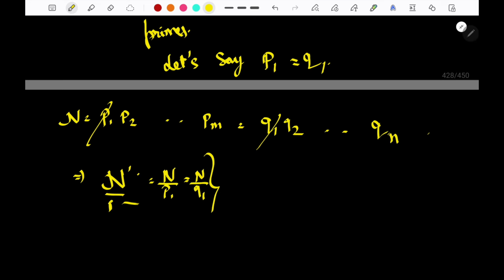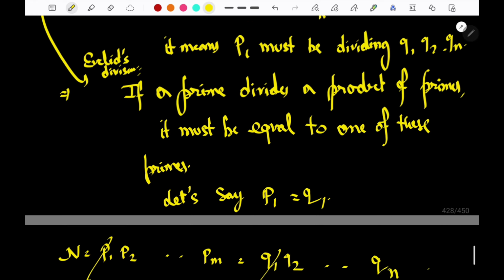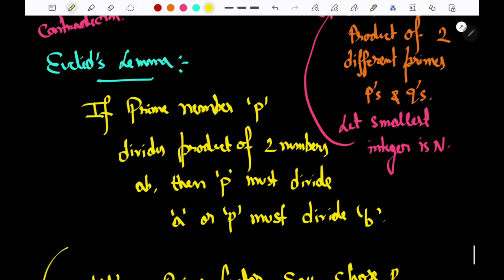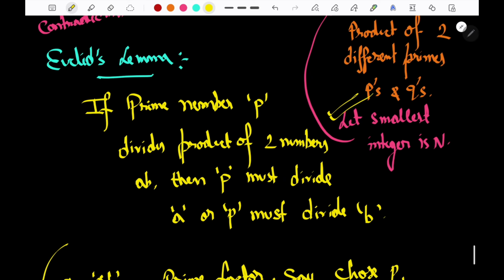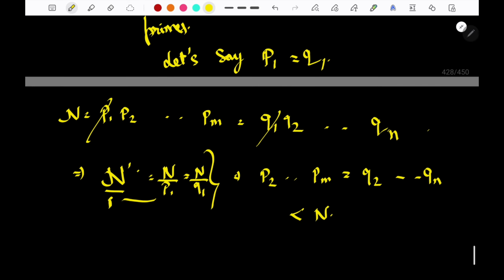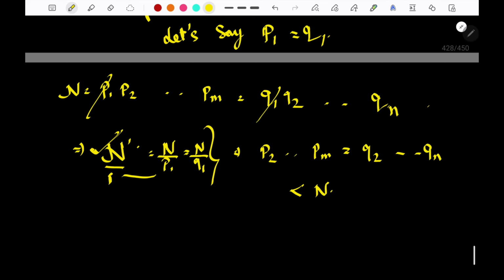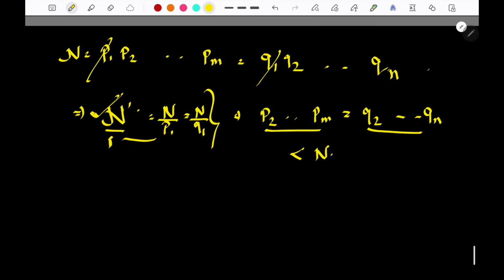So if this is cancelled, let's say n dash, then it will be equal to p2 pm till pm is equal to q2 till qn, which is smaller than n. Now, what was our assumption? Our assumption was smallest integer is n. But what we proved? That there is another n dash that is smaller than n and can be written as product of two different primes. But this is wrong. Our assumption was wrong.